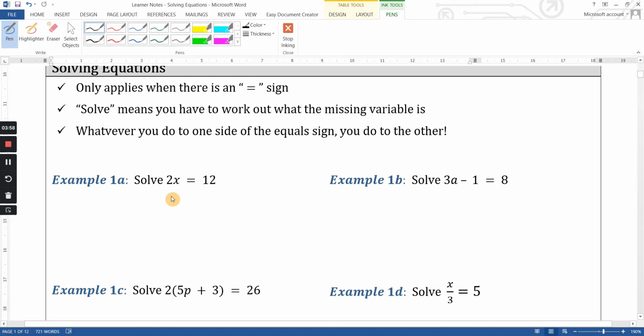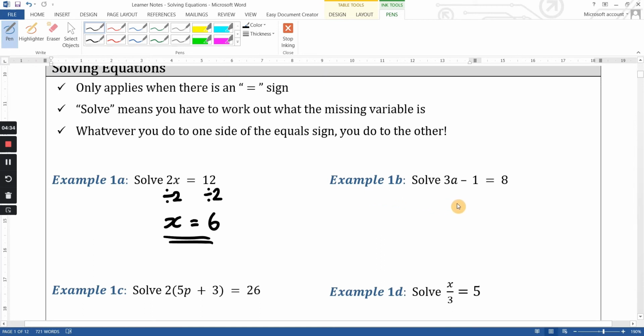Because I've got 2x, I need to halve that, or divide it by 2, to get 1x. And I'm going to have to do the same to this side as well. So whatever you do to one side, you do to the other. So I'm going to get 1x, which is what I want on that side, equal to 12 divided by 2, which gives me 6. I know it sounds a bit obvious, but I do like to show what I'm doing to both sides, especially when you get more complicated ones, which I'll show you in a minute.